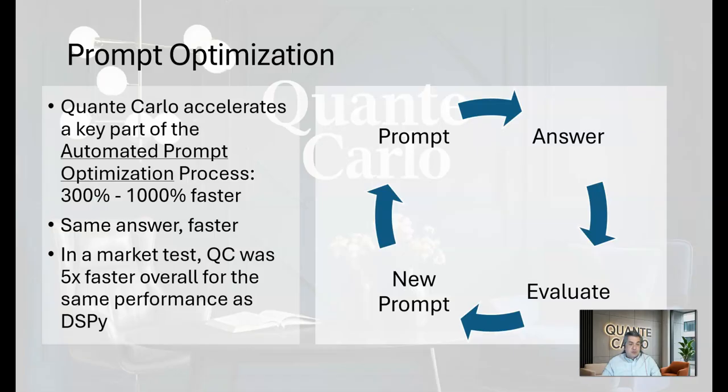Quante Carlo has developed proprietary technology that accelerates that step of the process by a factor of anywhere from 300 to 1,000%. So in one test, in a comparison to the second best technology, DSPy, Quante Carlo improved the overall process by a factor of 5.